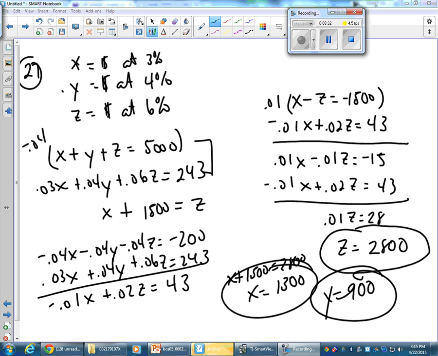Now let's make sure that that does total up to 5,000. That's correct. So does 0.03 times x plus 0.04 times y plus 0.06 times z add up to $243 of interest? And I just did it on my calculator and it does. So that is the correct answer for number 27.